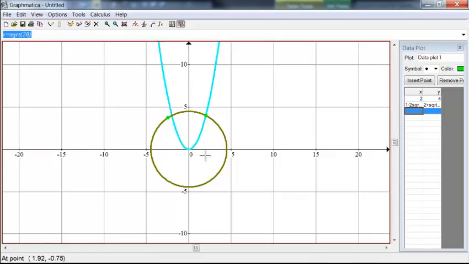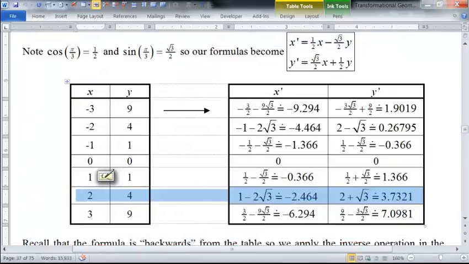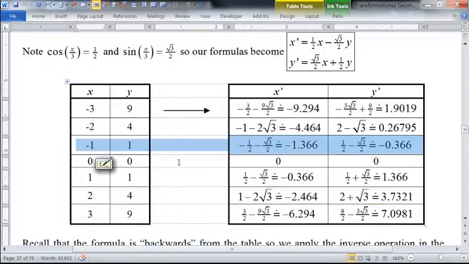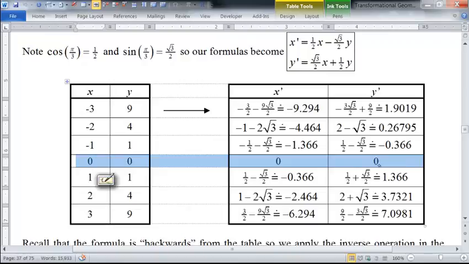Okay, so now what if I wanted to do this over and over and over again? Well, here it is for a whole bunch of points, and I could graph all of these points, and of course I'm lining them up pre-image to image like this. Of course the fixed point is the origin, because that's the center of our rotation. That doesn't change. And we could continue doing this and get a graph.